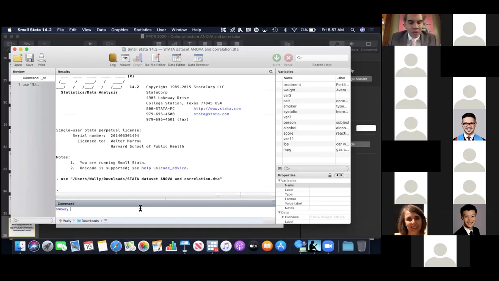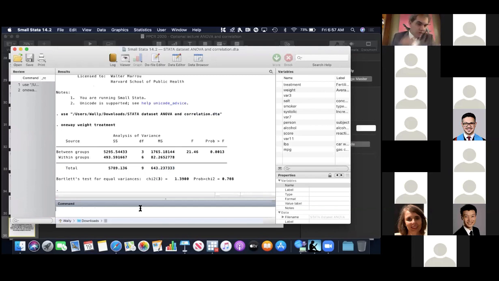One way, your dependent variable, which will be the weight of the apples, and your independent variable, which will be treatment. And you only pop that in, and you've got your one-way ANOVA table. You see here between groups, within groups, sum of squares, degrees of freedom, mean squares, your F statistic, which is 21, which is very high. Okay, so with an F statistic of 21, I know I'll probably be statistically significant. And when I do the hypothesis testing, look what my p-value is, 0.0013.